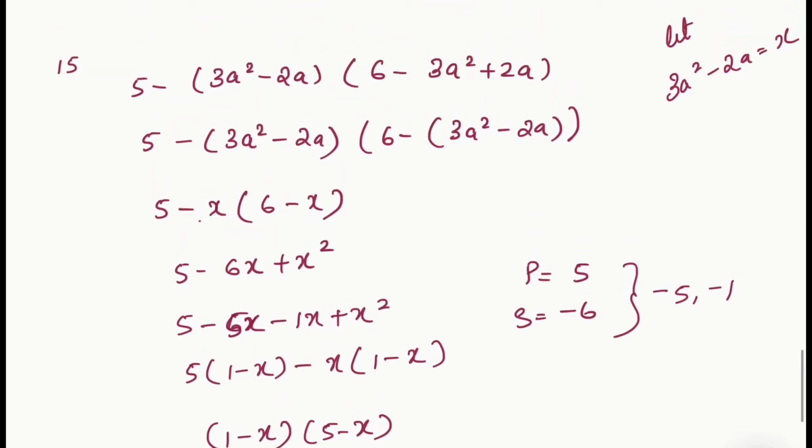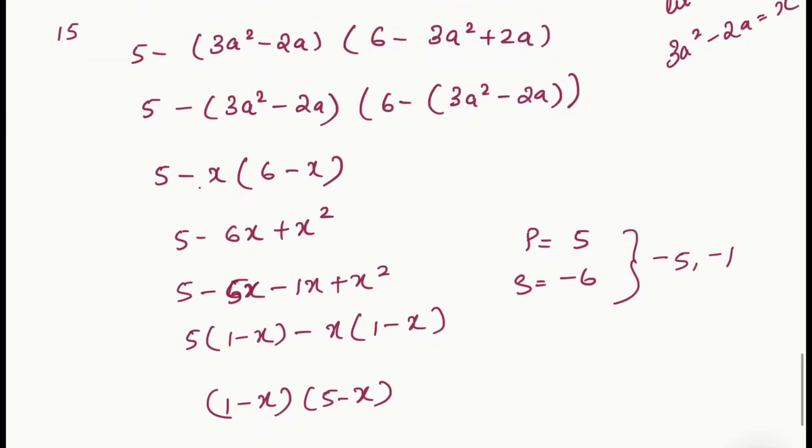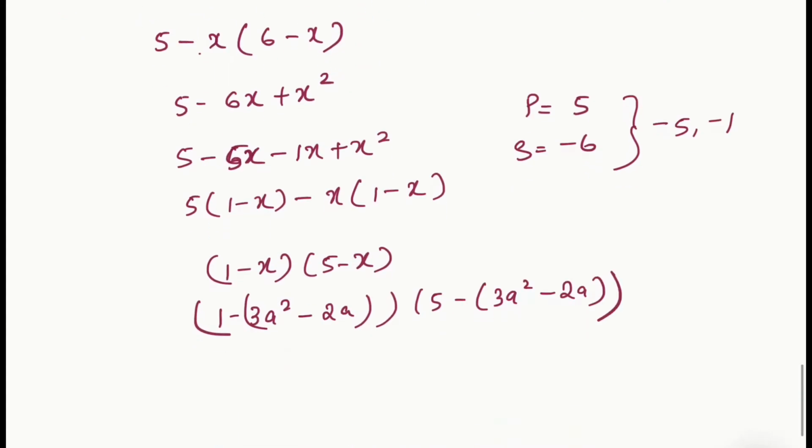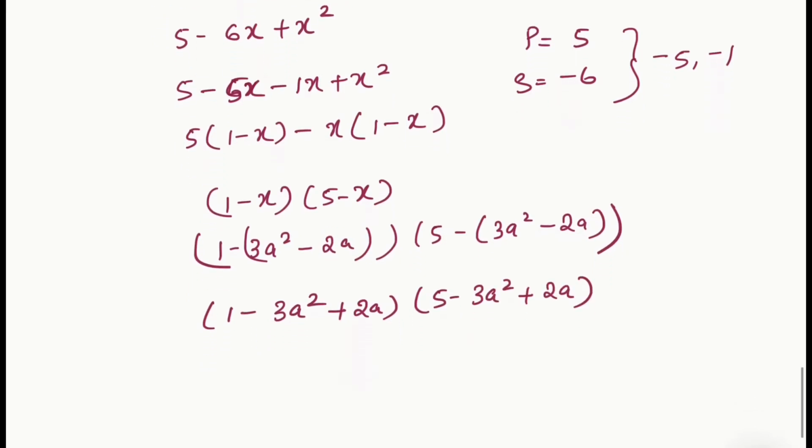What is the value of x we have here? We have x is equal to 1 minus 3a square minus 2a. I can put them in bracket. Again 5 minus 3a square minus 2a. So taking out the bracket, I get 1 minus 3a square minus into minus plus 2a, 5 minus 3a square minus into minus plus 2a. Okay. Now we need to split this also.